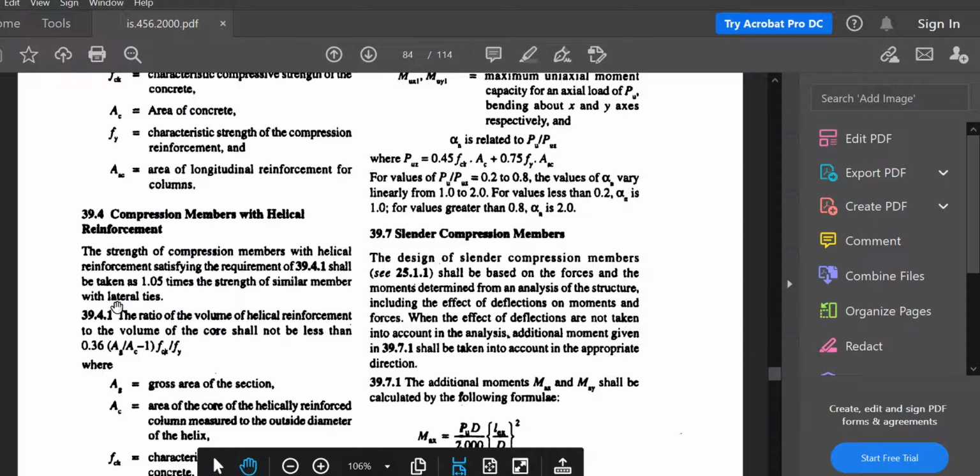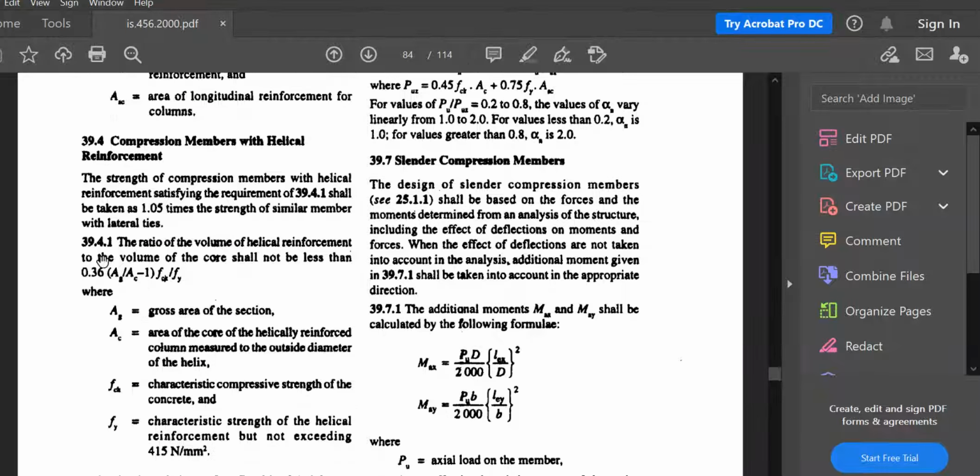Now, design of helical reinforcement. Clause number 39.4.1, compression members with helical reinforcement. 39.4 says the strength of the compression member with helical reinforcement satisfying the requirements of 39.4.1. So you need to have a clear idea of this 39.4.1. It is very important. The ratio of volume of helical reinforcement to the volume of the core shall not be less than 0.36 Ag by Ac minus 1 into fck divided by fy.